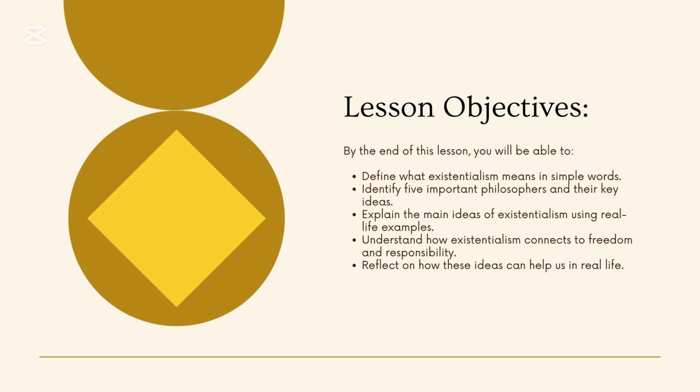By the end of this lesson, you will be able to, first, define what existentialism means in simple words. Second, identify 5 important philosophers and their key ideas. Third, explain the main ideas of existentialism using real-life examples. Fourth, understand how existentialism connects to freedom and responsibility. And lastly, reflect on how these ideas can help us in real life.